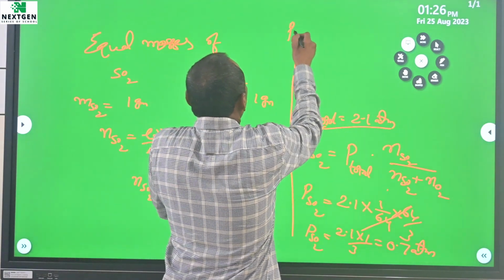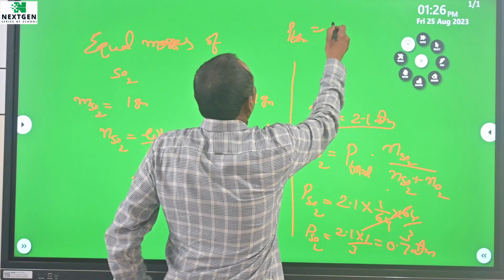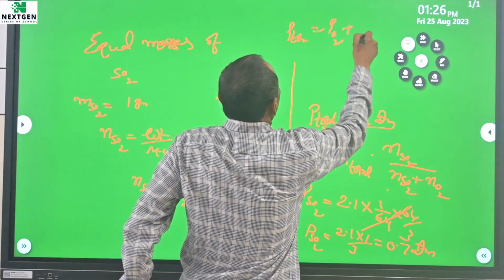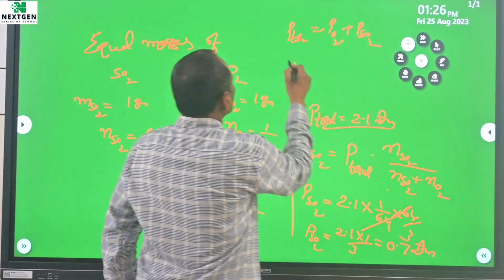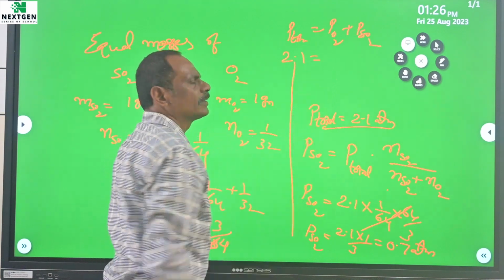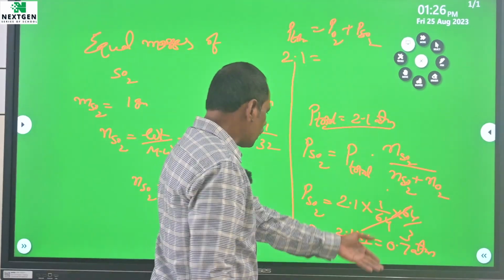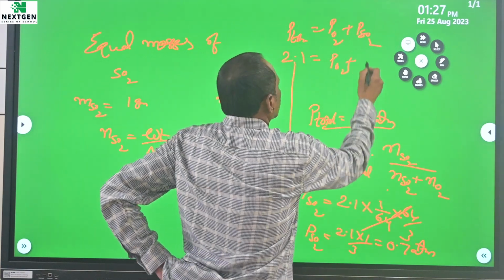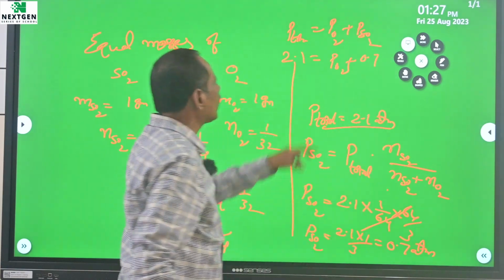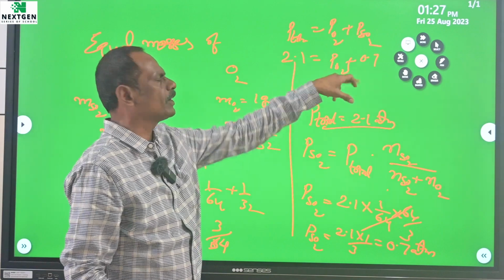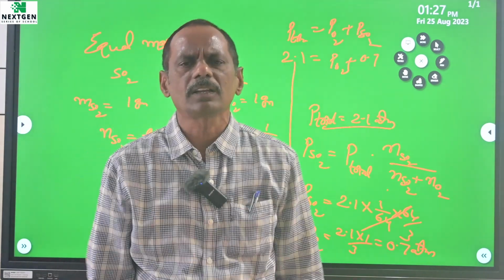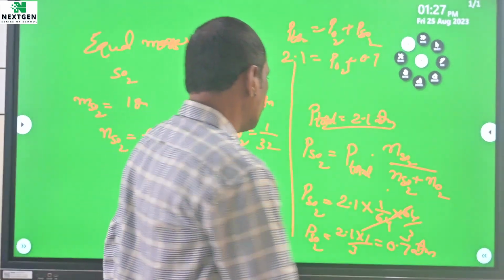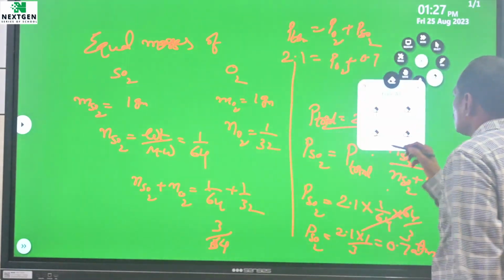We know that the total pressure of a gas mixture is equal to the sum of the partial pressures of all the gases present in the mixture. The total pressure is 2.1. Just now we calculated the partial pressure of SO2, that is 0.7. Therefore, the partial pressure of oxygen is equal to 2.1 minus 0.7. That's all. That is the first one.